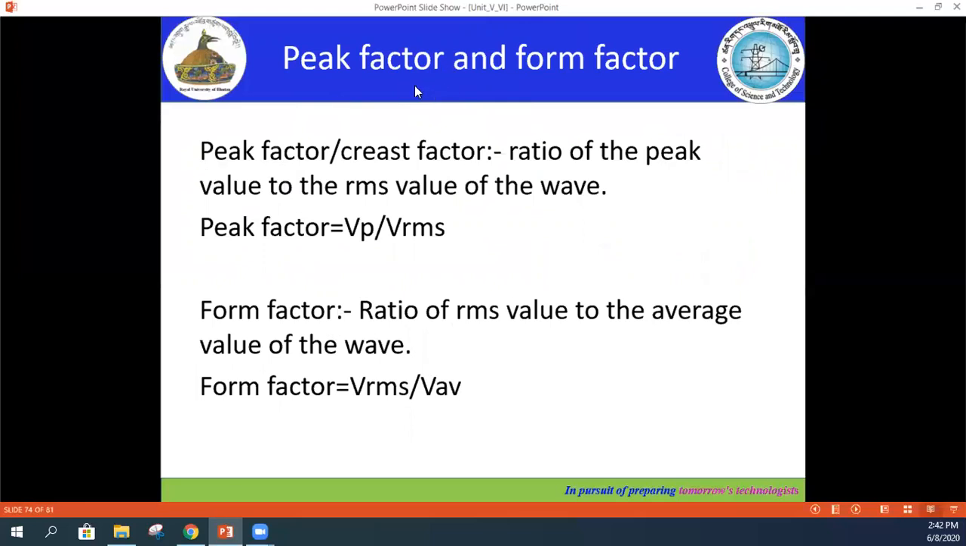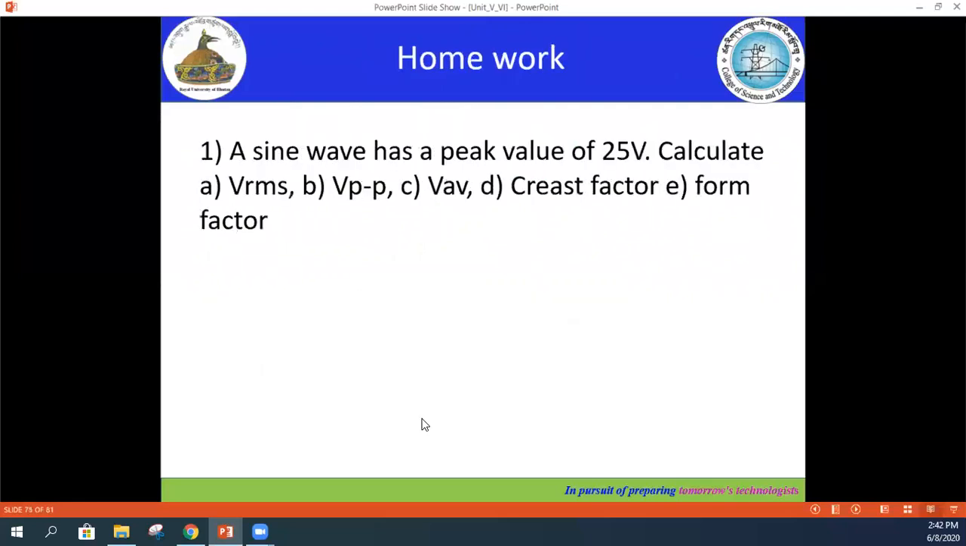The next topic is the peak factor and the form factor. A peak factor is the ratio of the peak value to the RMS value of the wave. The ratio between V peak and VRMS is called the peak factor. Another is the form factor, the ratio of the RMS value to the average value of the wave. So the form factor is given by VRMS to V average.